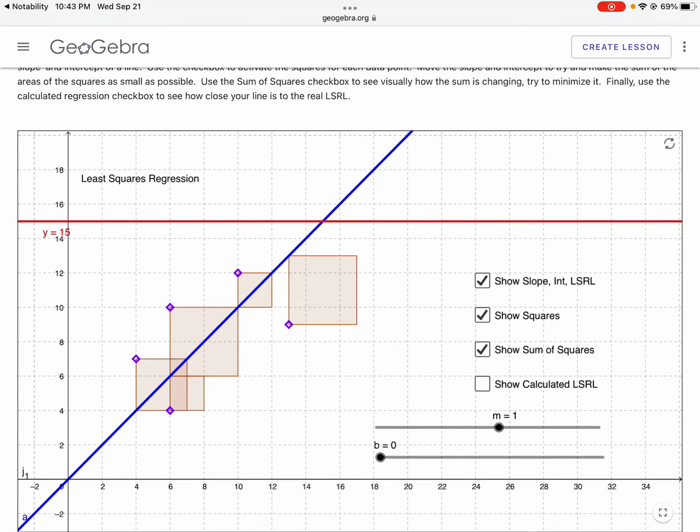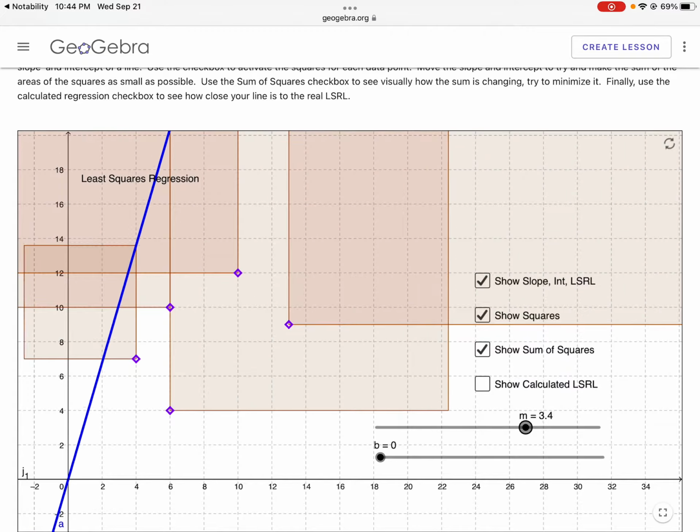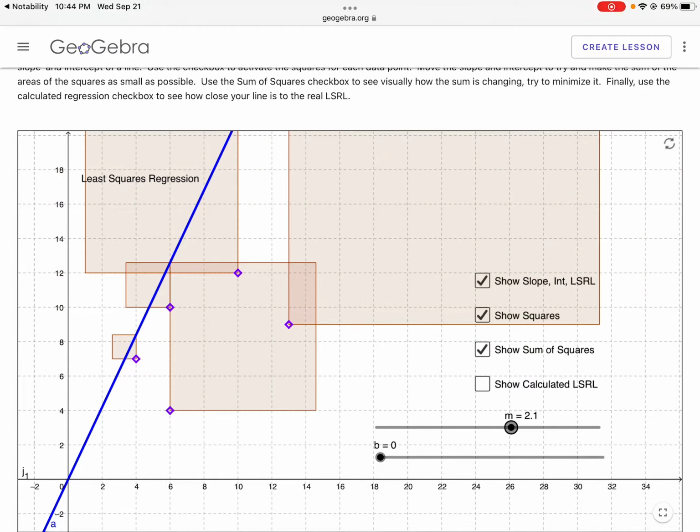So if I were to show this red line, which you can see over at the left-hand side, it says y equals 15. That means the sum of the area of those squares is 15. So what a least squares regression line does is it minimizes the sum of all squares. And so you'll see I've got some black sliders on the bottom right. If I were to increase the slope, okay, this blue line obviously has a positive slope, but we see that it doesn't split through the points.